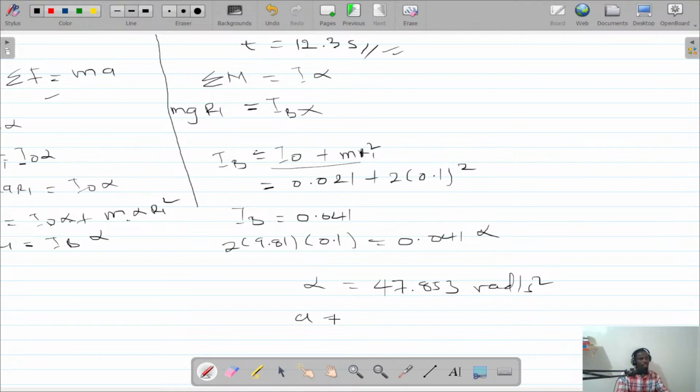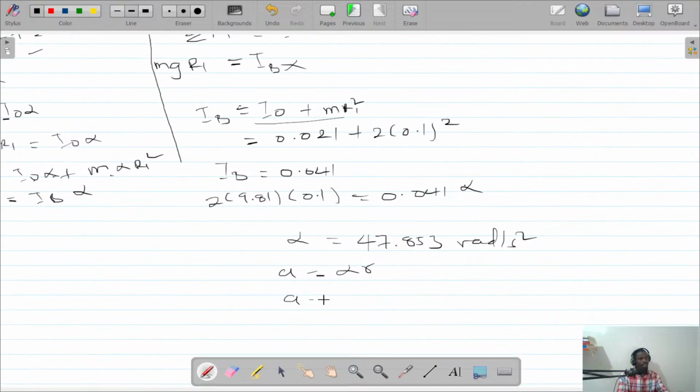So a is equal to alpha R. You can say a is equal to 47.853 times 0.1, which is equal to 4.78 or 4.79 meters per second squared. So this is the angular acceleration and this is the linear acceleration.